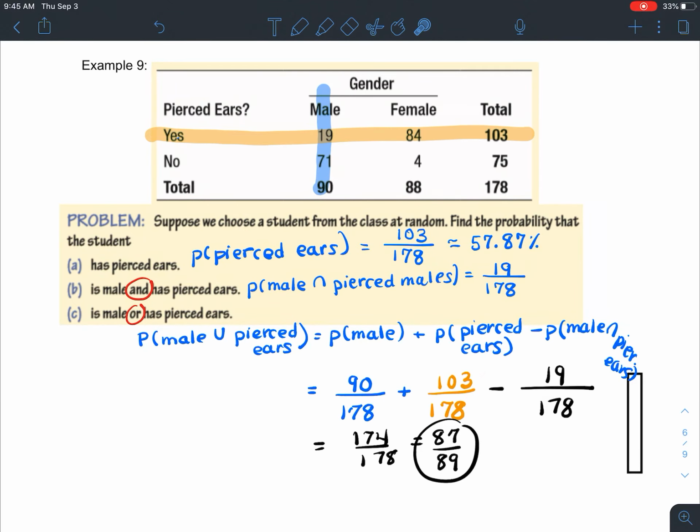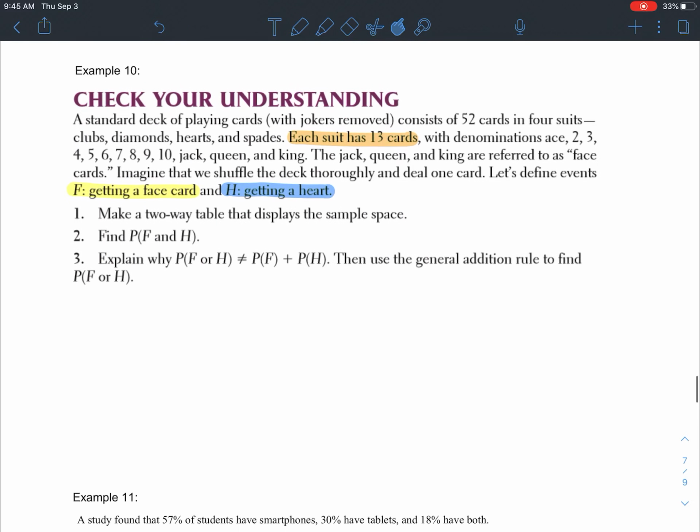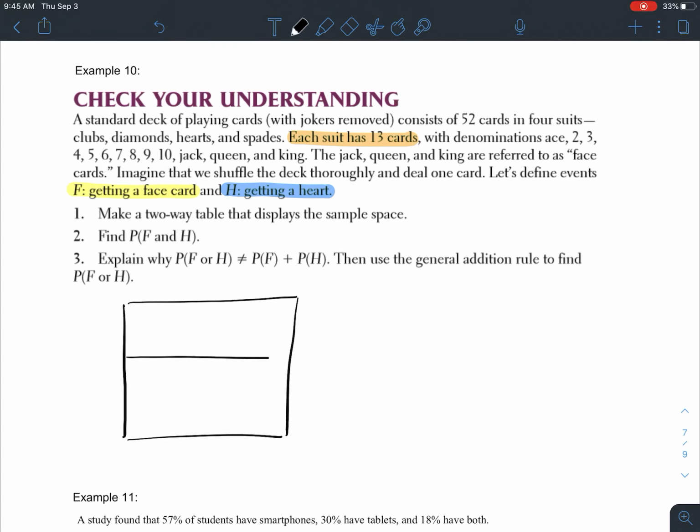And so we're going to make a two-way table because it was quite easy when the information was in a two-way table in this previous example for us to grab the probabilities that we needed from the table. Okay, so we're going to build a two-way table that we're asked to do here in number 1. We're just going to simply make 2 rows and 2 columns here.